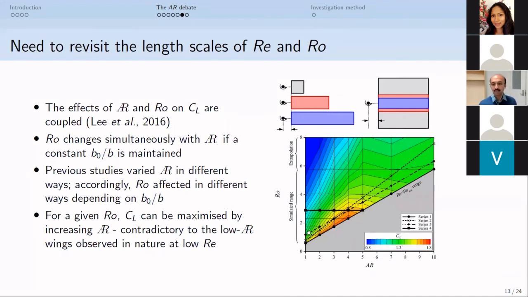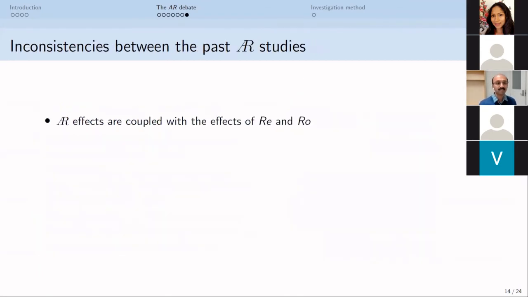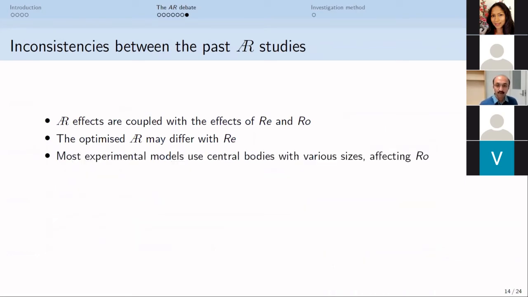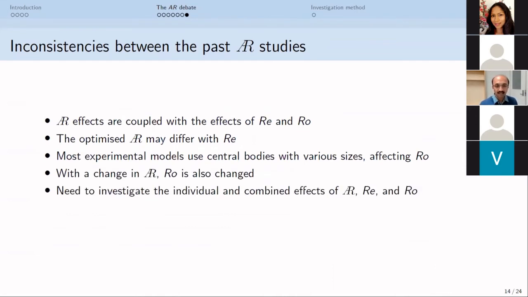So now we have come to know that aspect ratio, Reynolds number, and Rossby number all have coupled effects. Basically, this is what we observed from the literature, that the effects of aspect ratio are coupled with Re and Ro. The optimized aspect ratio might differ with Reynolds number. Most experimental models use non-zero offset for their central bodies, so their Rossby number will change, and therefore there are coupled effects of all of the three parameters.